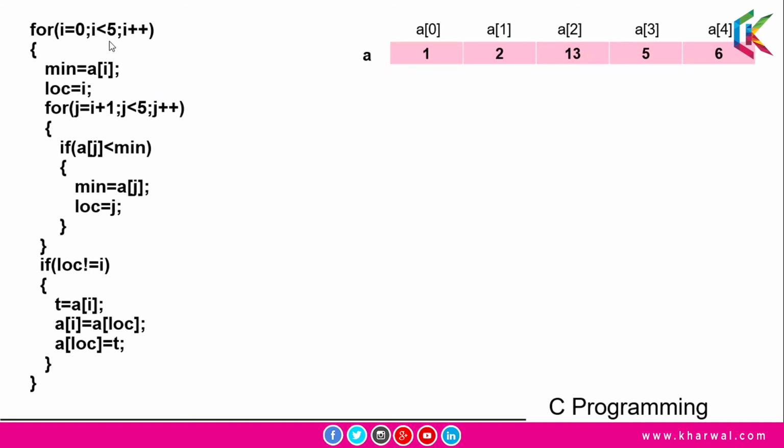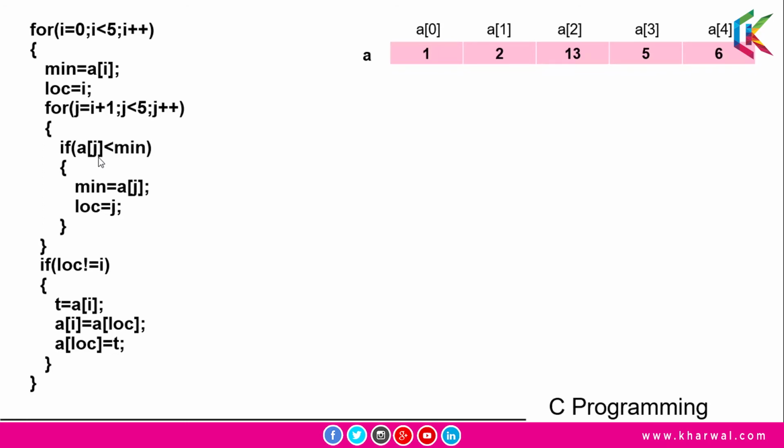Now minimum value will be A of 2, that is 13, and the value of LOC will be 2. So we got the new minimum value and that is 13 and the location is 2. And now in the for loop of j equals to I plus 1, so the value of j will be 3 and 3 less than 5. It is also true. Now it will check this if condition.